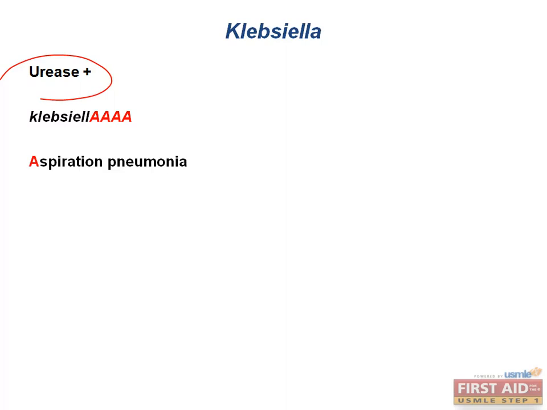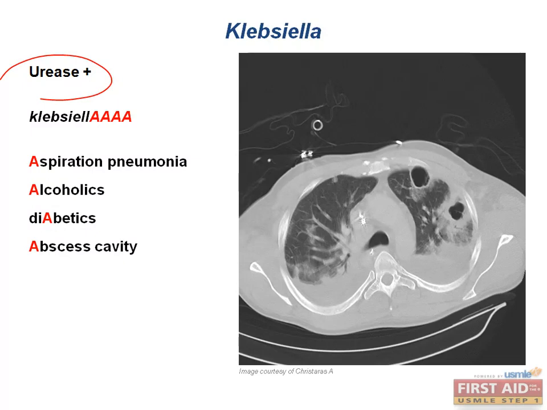And what class of people are at a really high risk for aspiration? Starts with an A, alcoholics, you got it. Alcoholics have depressed levels of consciousness and can aspirate vomitus or even oral secretions. Diabetics are also prone to Klebsiella infections. What can happen in the lung if someone aspirates vomitus? They might develop an abscess. You can see the air fluid levels here on axial CT of the chest. There are also some pleural effusions bilaterally, which you can see here in the dependent areas of the lung.